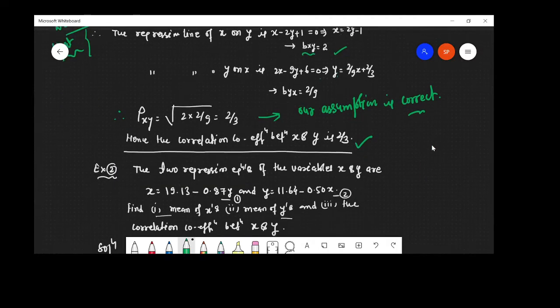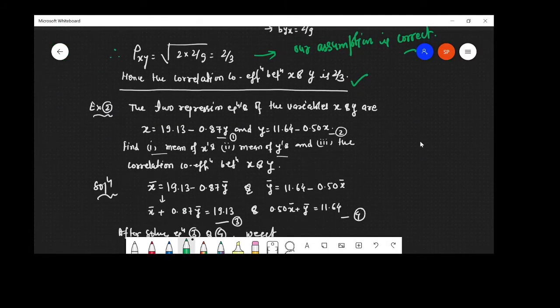Now we move to the next question. The two regression lines of the variables x and y are x equal to 19.13 minus 0.87y, which is equation number 1, and y equal to 11.64 minus 0.50x, which is equation number 2. Find the mean of x, the mean of y, and then the correlation coefficient between x and y.